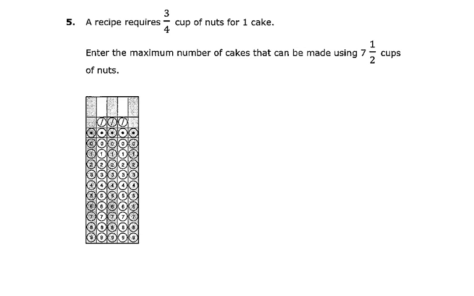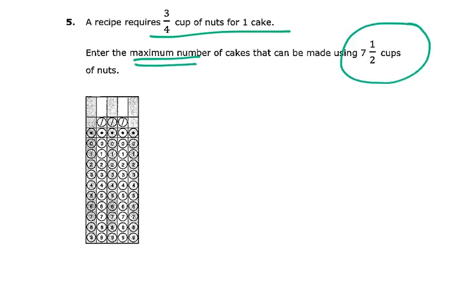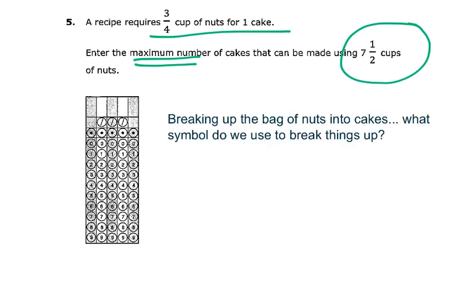Number 5. Our recipe requires 3/4 a cup of nuts for 1 cake. That's important, right? Enter the maximum number of cakes that can be made using 7.5 cups of nuts. Now guys, you're taking a total amount of nuts, right? You're taking a big thing of nuts, and you are breaking them up into different cakes. When you are breaking something up, what symbol are you going to use? Breaking something up.